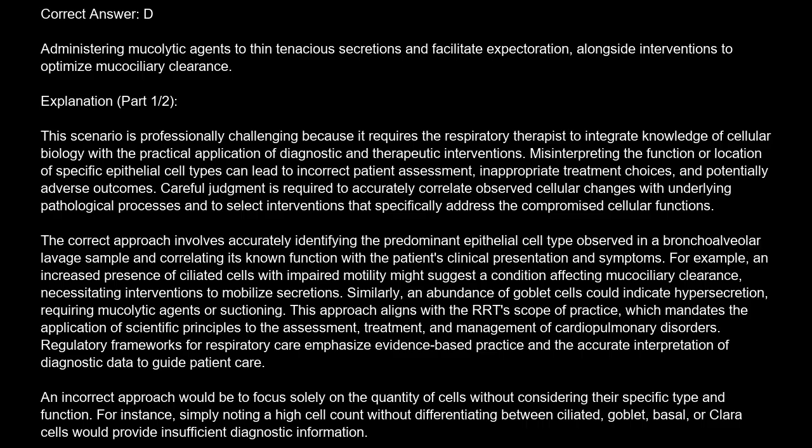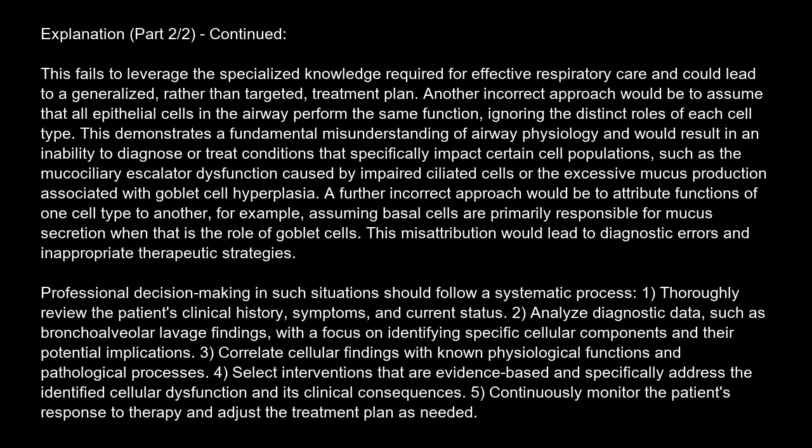An incorrect approach would be to focus solely on the quantity of cells, without considering their specific type and function. For instance, simply noting a high cell count without differentiating between ciliated, goblet, basal, or Clara cells would provide insufficient diagnostic information. This fails to leverage the specialized knowledge required for effective respiratory care and could lead to a generalized, rather than targeted, treatment plan. Another incorrect approach would be to assume that all epithelial cells in the airway perform the same function, ignoring the distinct roles of each cell type.